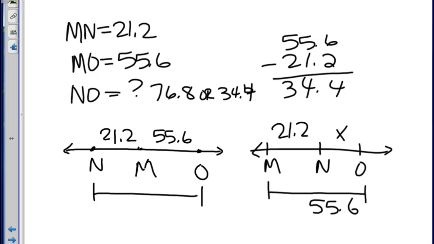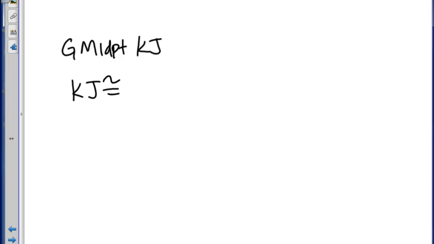Draw a picture to describe points J, Y, G, and K are collinear. So we're going to draw a picture and describe this. Points J, Y, G, and K are collinear. G is the midpoint of KJ, and KJ is congruent to JY. All right, so all of these points have to be on the same line.